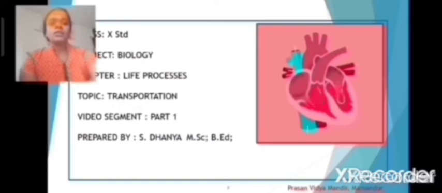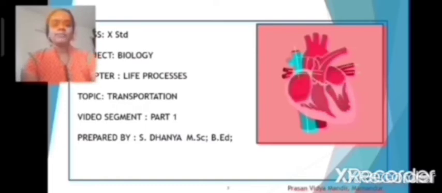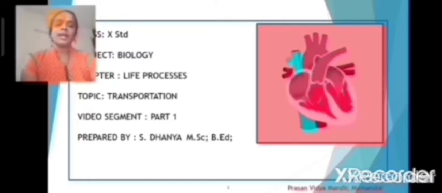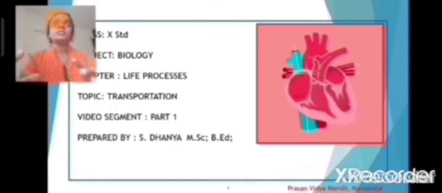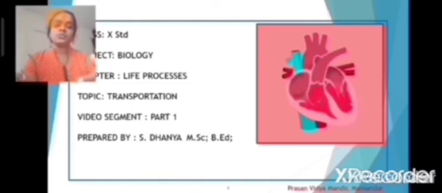This is Danya. Today we are going to discuss a topic in biology. The chapter name is life process and the topic is transportation. Generally, transportation means movement from one place to another. Here in biology, transportation refers to circulation, the circulatory system: how the blood is circulating inside our body, and why it is circulating. So these are the topics we are going to discuss today.